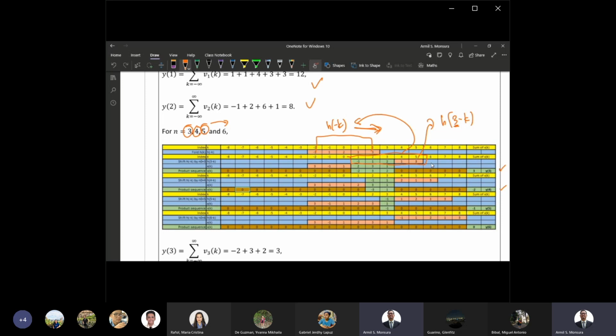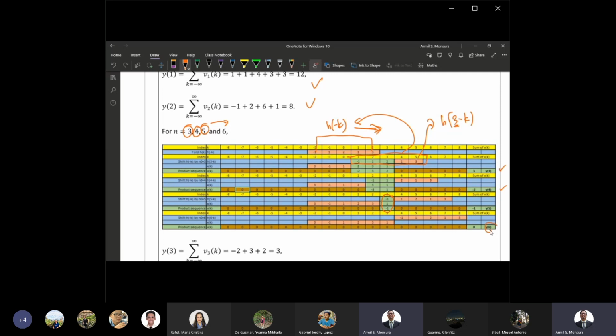So now, for n equals 3, 4, and 5, we notice na pagdating sa 5, isa na lang yung non-zero terms that are overlapping for h and x.